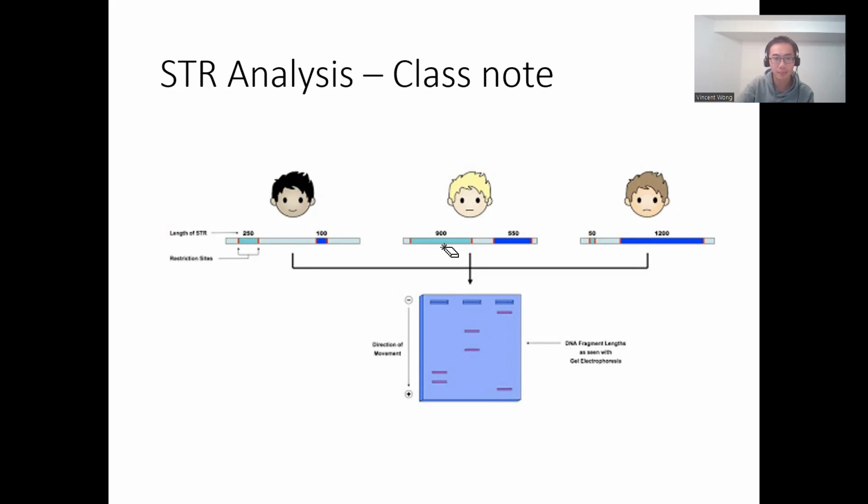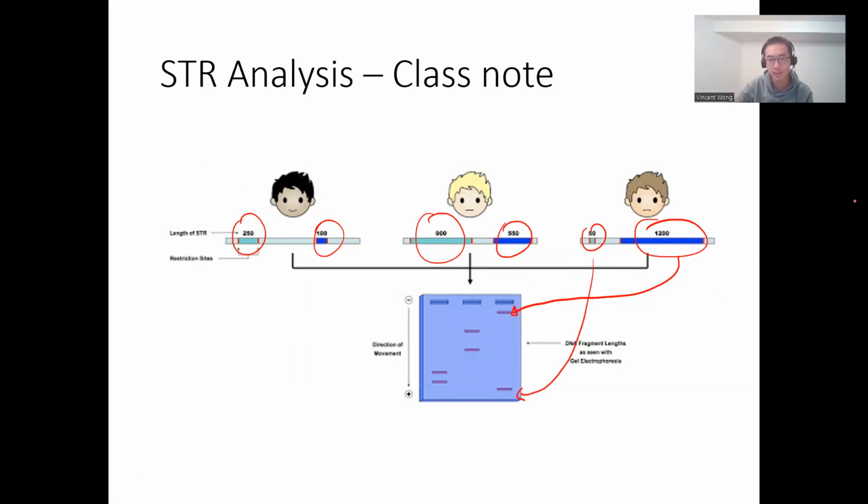I'm not going to go through it again, but there's an STR here, and these people will have the same STR at the same location. What differs between one another is the length, right? So this person has a really, really long STR compared to the other one. That's why his band is really high up, right? And then the other one is really, really short. That's why it's all the way at the bottom.